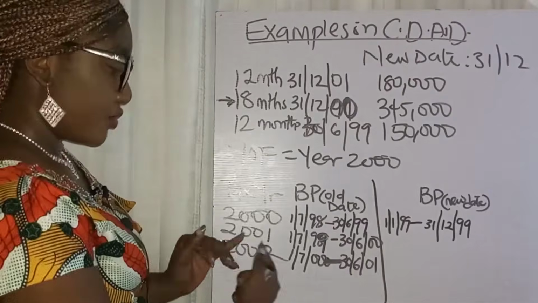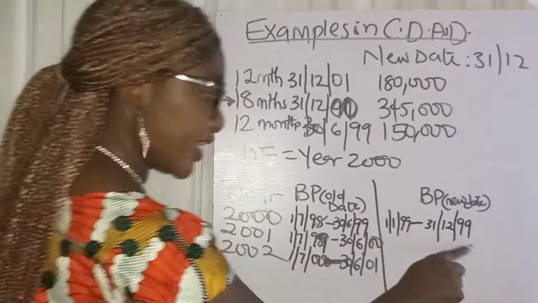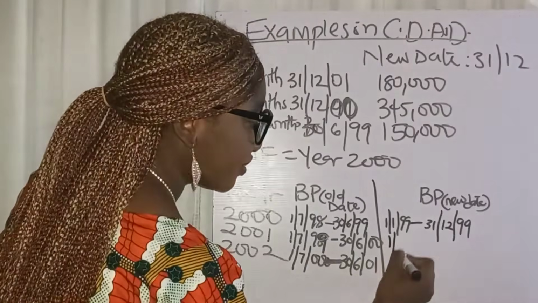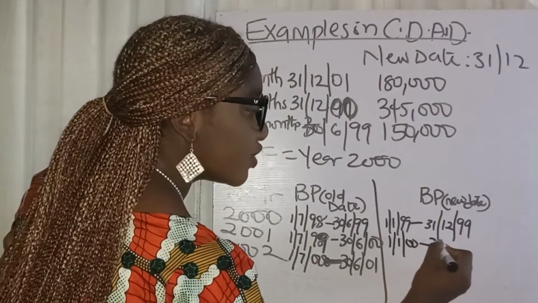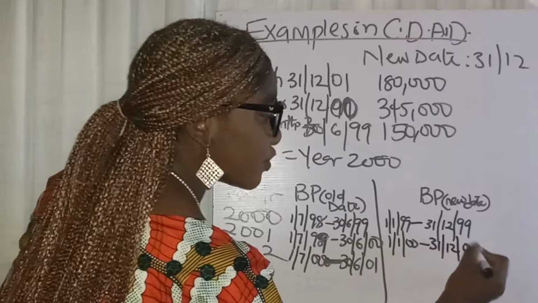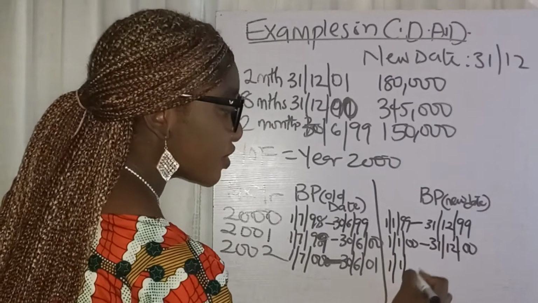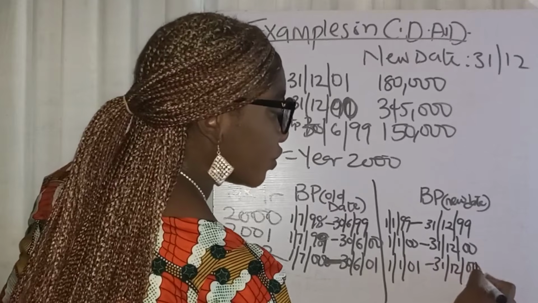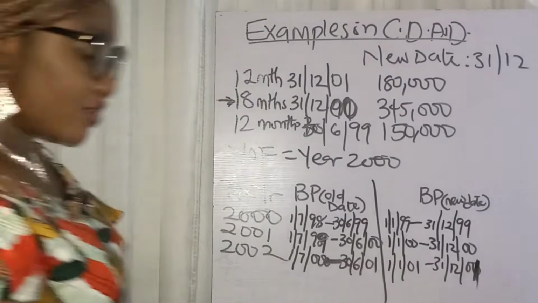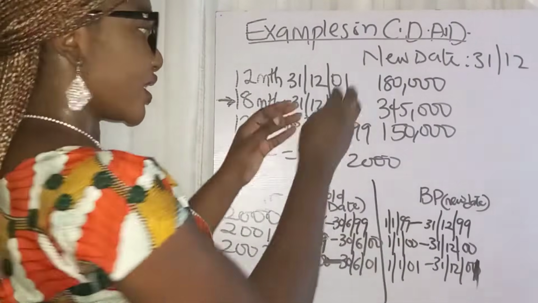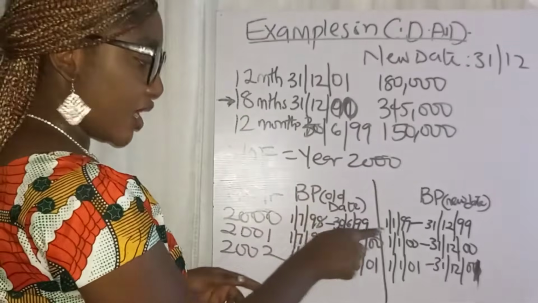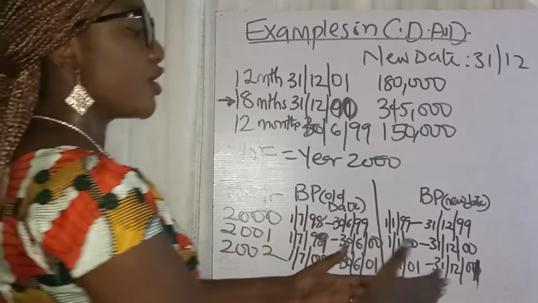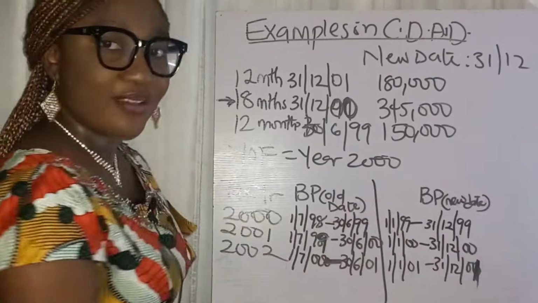Once you get the first one, you already know that the next one should automatically be 1st of January 2000 to 31st December 2000 and 1st of January 2001 to 31st of December 2001. So once you get the basis period, you now start thinking about the assessable profits that were made between each of these periods. When you get each of them, you now compare which of them is higher.